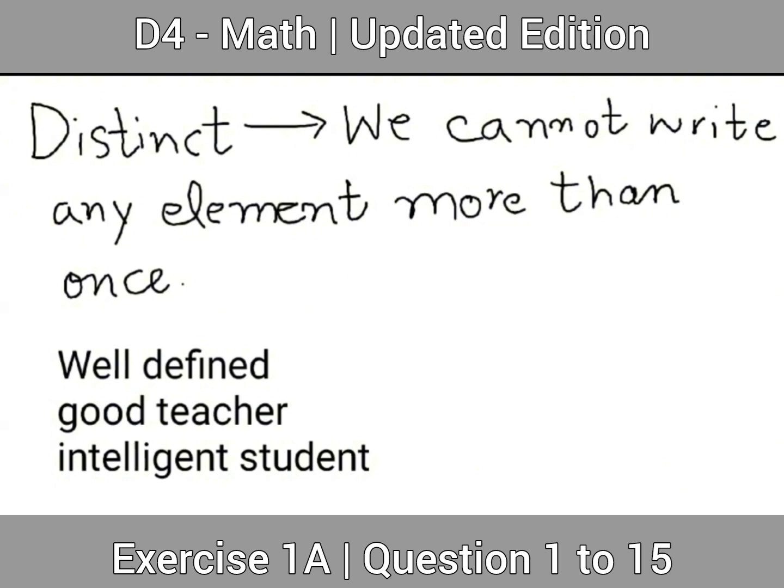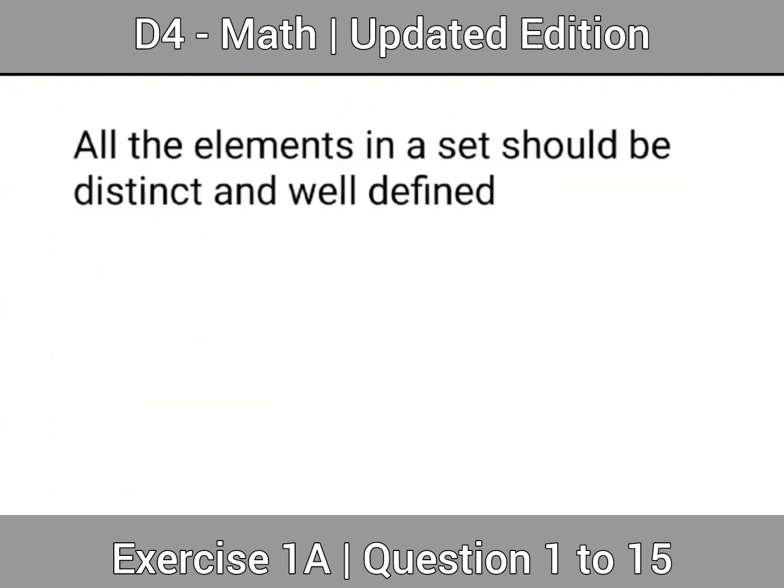So here we can see two examples. A good teacher. In the case of a good teacher, can we make a set? Let's think. The answer is no, because your idea of a good teacher may be different from mine. So this is not a set. Now move to the next example. Intelligent student. Can we make a set in this case? Think again. The answer is no, because the word intelligent is not well defined in this case. So from these two examples, we conclude that all the elements in a set should be distinct and well defined.